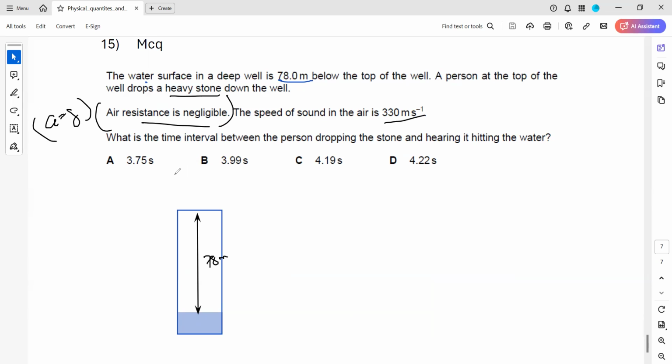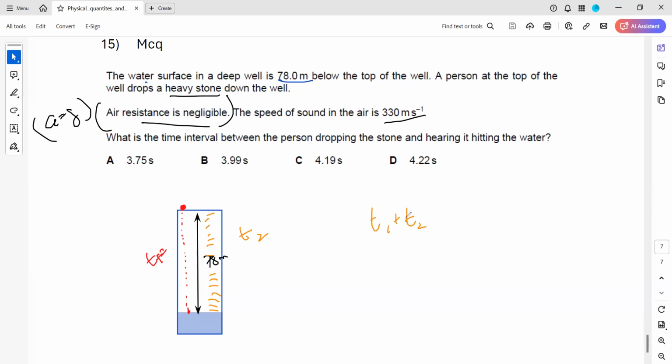So what will happen first? Example, if this is representing the stone, the stone will fall. So the stone will take some time to reach the bottom. Say this time is T1. Then when the stone hits the water surface, it produces a sound and the sound will take time to reach us. That time will be T2. So what is the total time interval between a person dropping a stone and hearing it hitting the water surface? That will be equal to T1 plus T2.